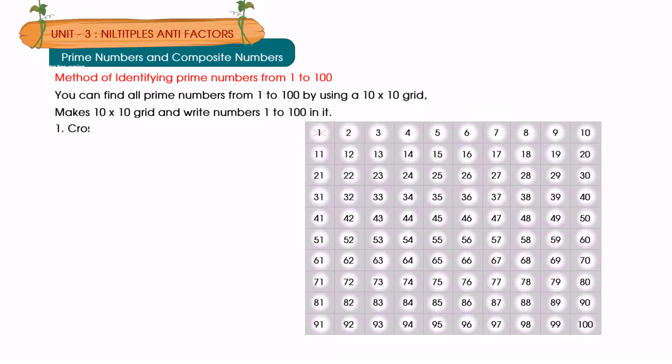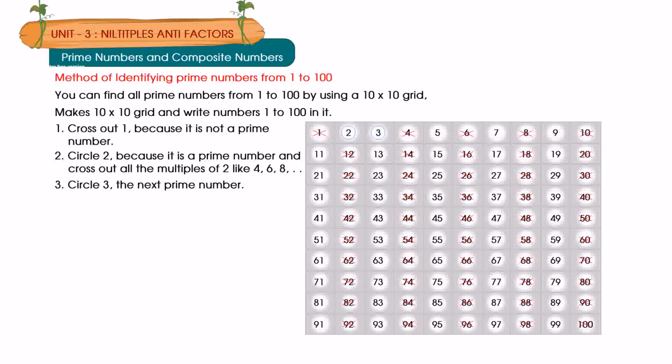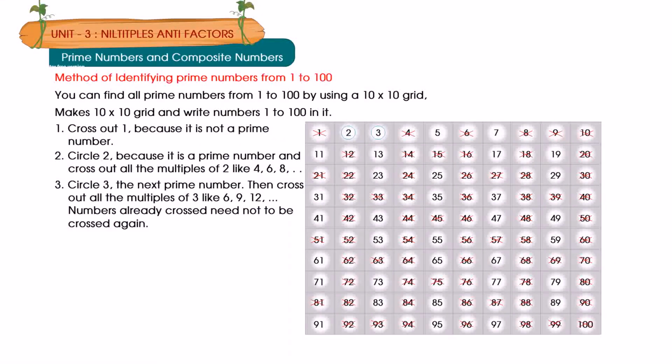1. Cross out 1 because it is not a prime number. 2. Circle 2 because it is a prime number, and cross out all the multiples of 2 like 4, 6, 8 and so on. 3. Circle 3, the next prime number. Then cross out all the multiples of 3 like 6, 9, 12 and so on. Numbers already crossed need not be crossed again.